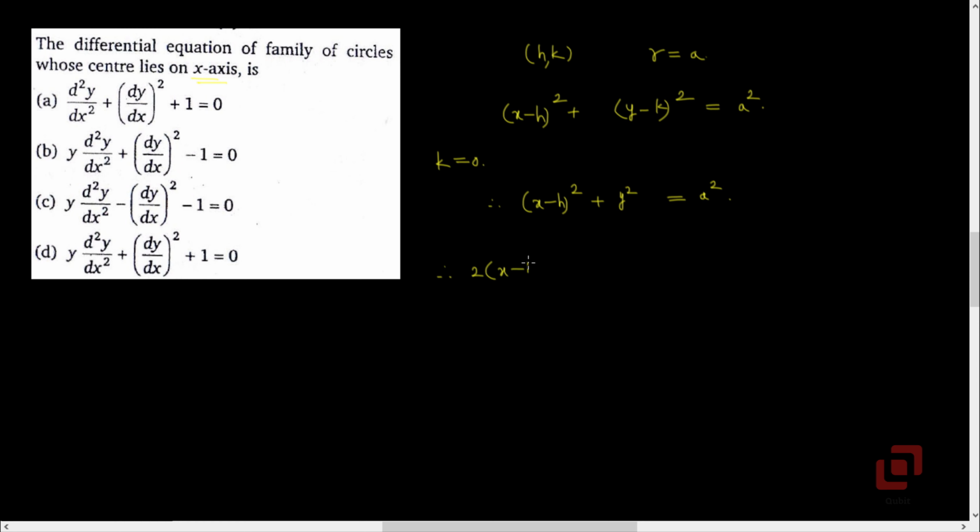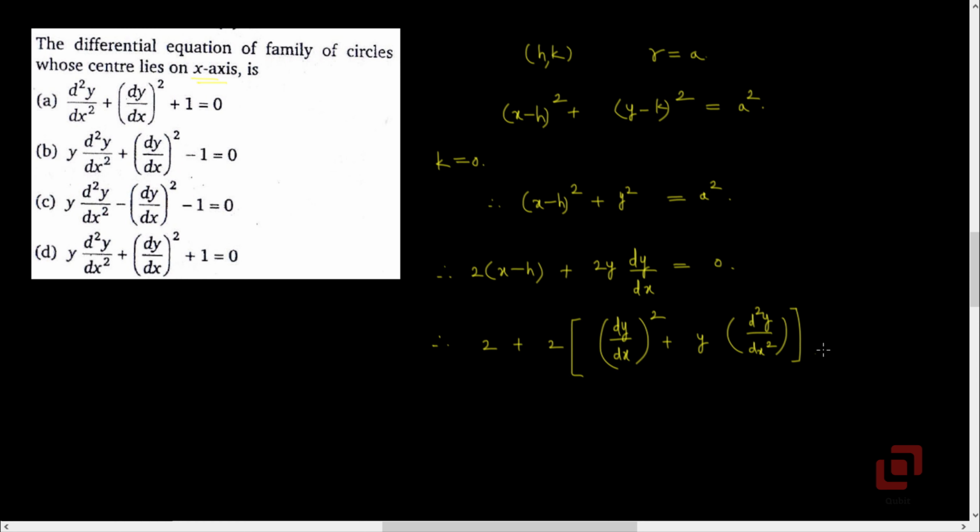2 into x minus h plus 2y dy by dx equal to 0. That eliminates a or a squared. We will eliminate h now. Differentiating both sides again with respect to x, we get 2 plus 2 into bracket dy by dx squared plus y into d2y by dx squared equal to 0. We applied the product rule while obtaining the derivative of y into dy by dx.